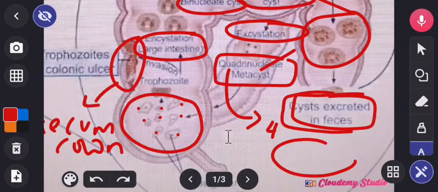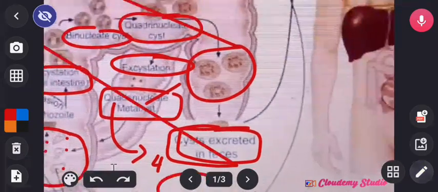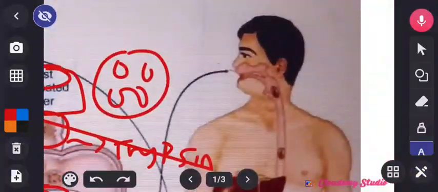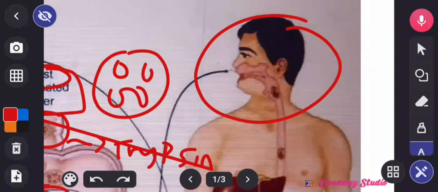Once they are taken outside, they can infect another person. Another person can ingest it, and the life cycle continues like that. And this is just a summary of the life cycle of Entamoeba histolytica. So that is just that.